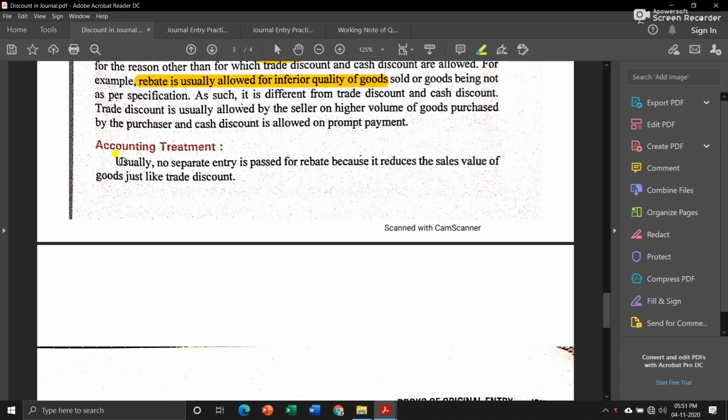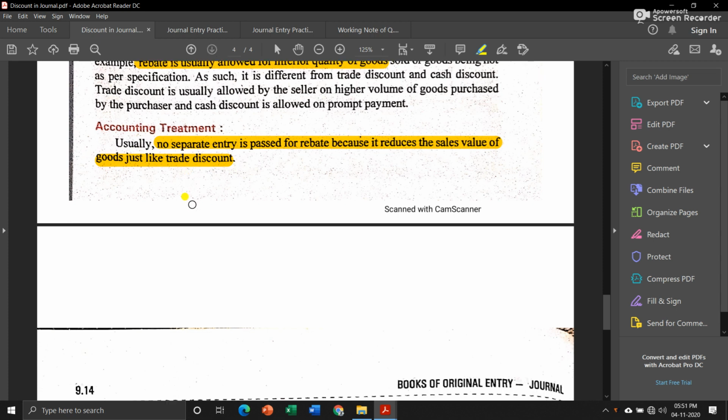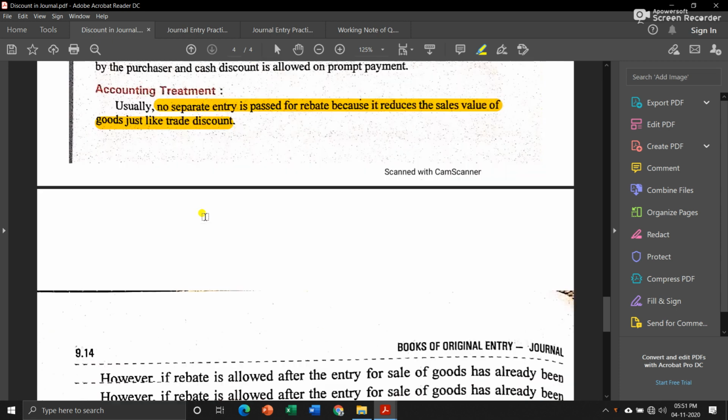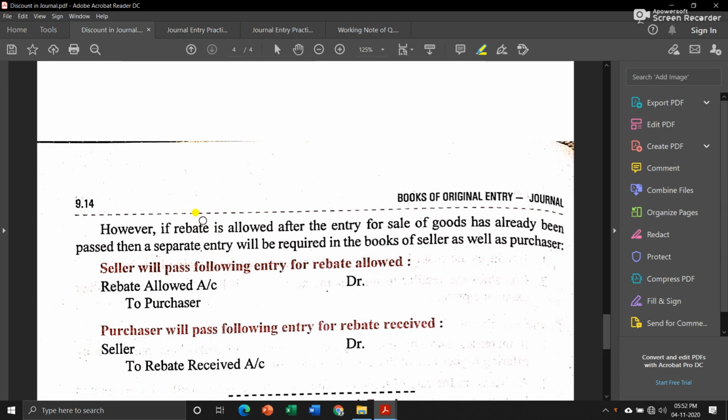For accounting treatment, no separate entry is passed for rebate because it reduces the sales value of the good, just like trade discount. Since it is somehow a kind of trade discount, it is also not recorded like trade discount. We usually directly deduct the amount of trade discount and rebate, and then write it in the invoice or cash memo. But if rebate is allowed after the entry of sale of goods has already been passed, then a separate entry will be required.